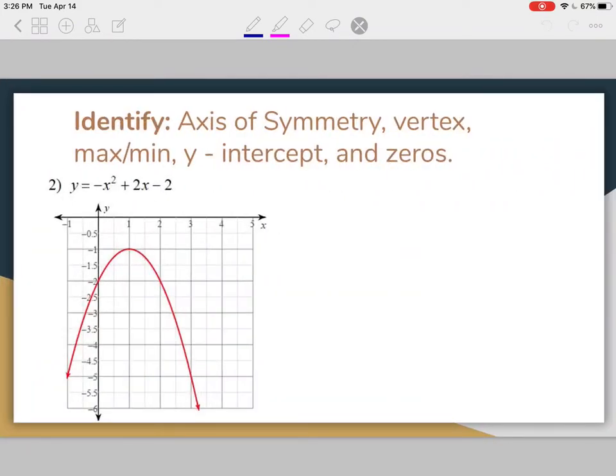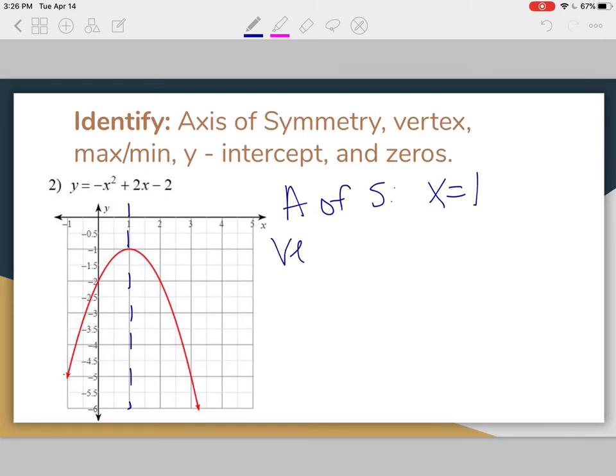Graph 2, same thing, and now I'm going to go a little faster so I can have time to show some actual examples that we need to do. So your axis of symmetry is where does it cut it in half? Looking at my parabola, to cut it in half, it's going to go down the middle. That x value is at 1, so it's x equals 1.